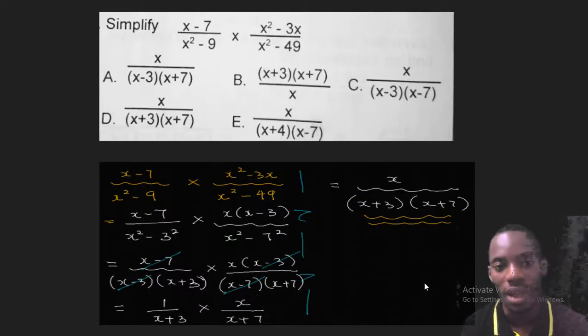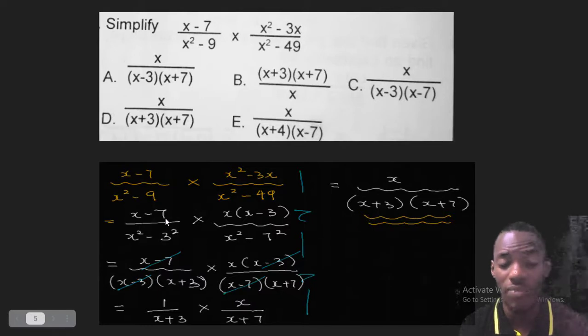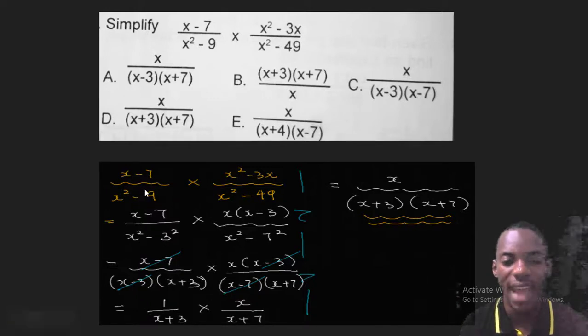Second question from another year: (x minus 7) over (x squared minus 9) divided by (x squared minus 3x) over (x squared minus 49), right? The first thing is to simplify each term in this expression. We have x minus 7 on top, over x squared minus 9, which can be simplified further. You know 9 is 3 squared, so it becomes x squared minus 3 squared.